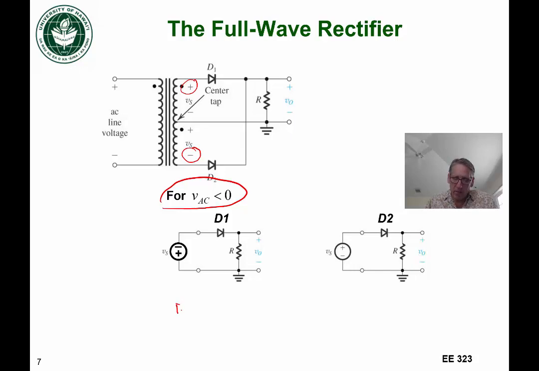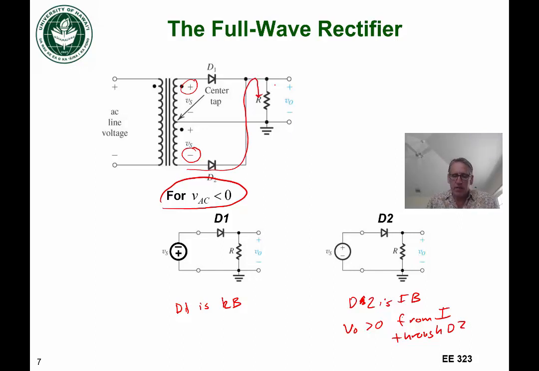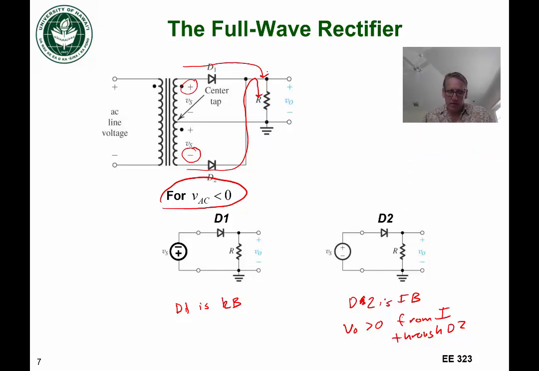So in that case, D1 is reverse biased, and D2 is forward biased, right? And Vout now is going to be greater than 0 from current through D2. So now we're going to get current flowing like this up into our load, whereas previously, in the previous situation, we had current flowing like this through our load. So notice that we get current and a positive voltage at the output regardless of the input phase.